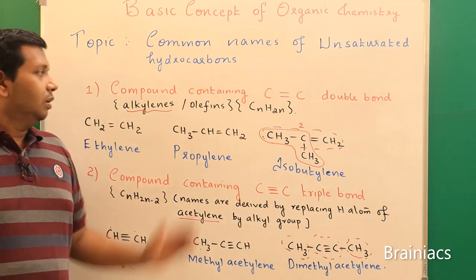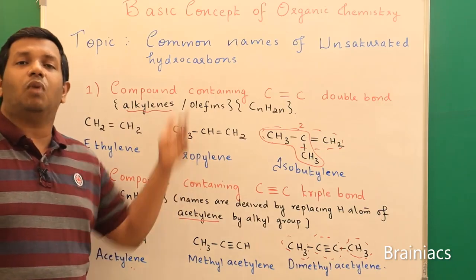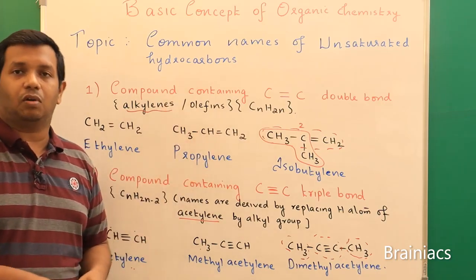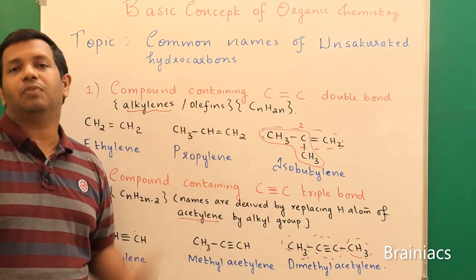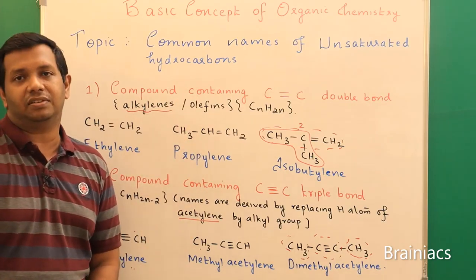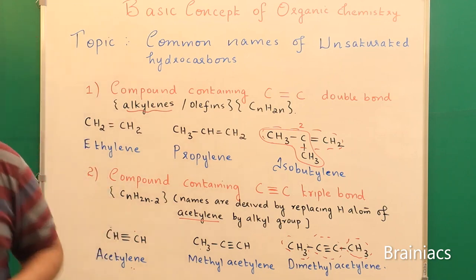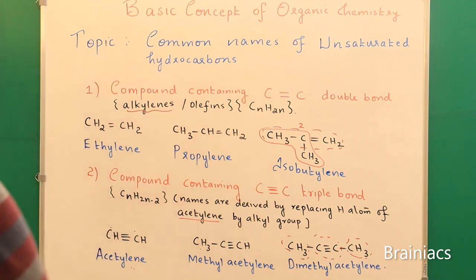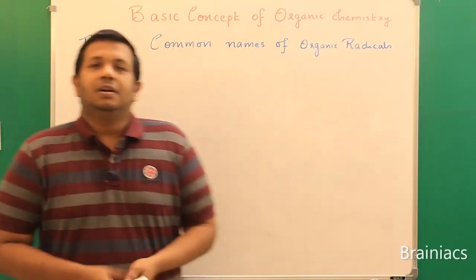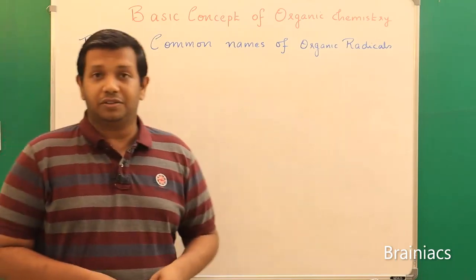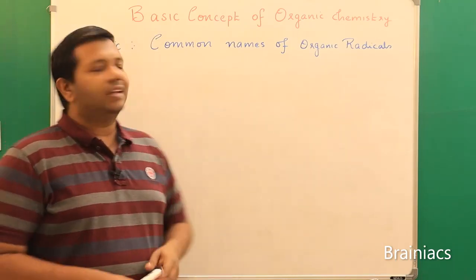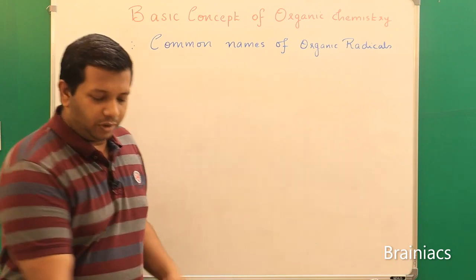Okay. So next we will try to see what are the different radicals, or what is a radical, and how we will derive the names for common names of the radicals. Hi dear students. So today next topic what we are going to discuss here is regarding the organic radicals, or what are the common names of organic radicals.